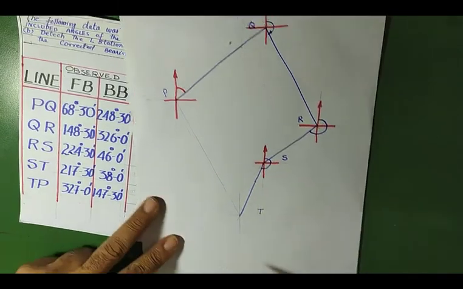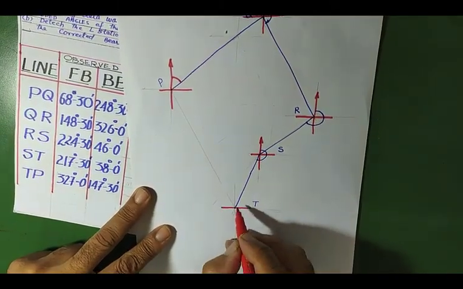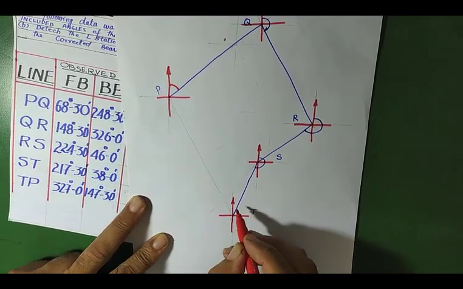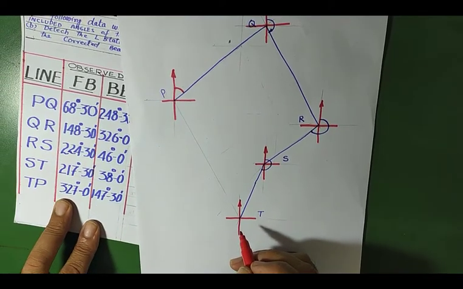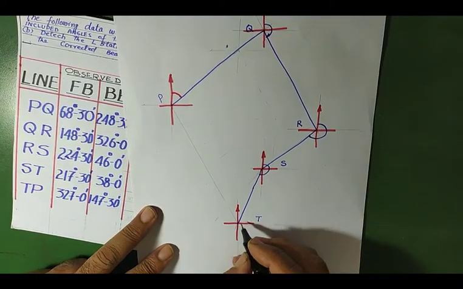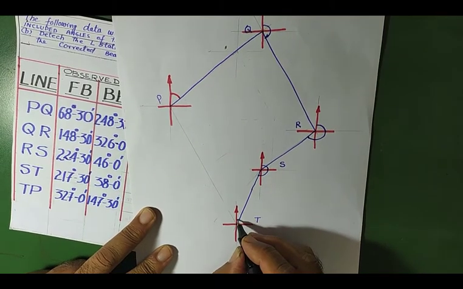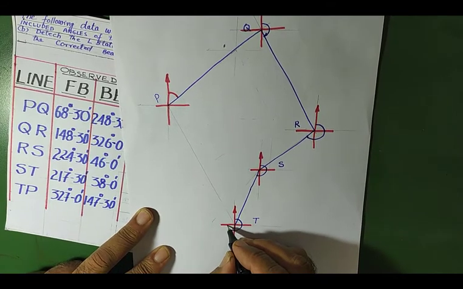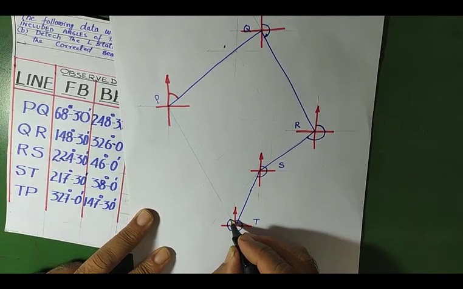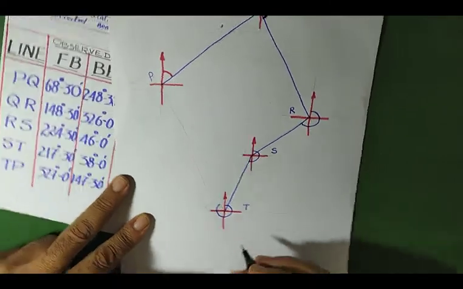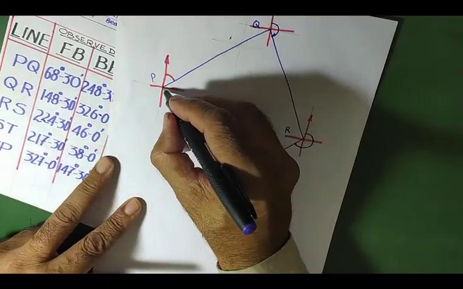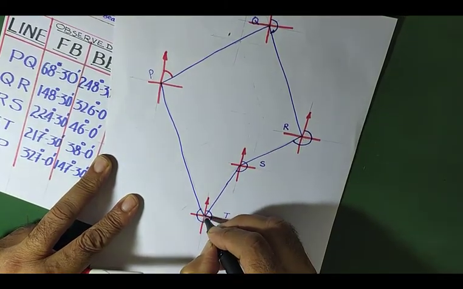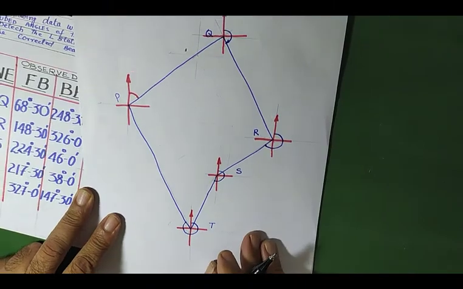At point T you again draw the 4 directions. Mark the north line. Then the forward bearing of line TP is the angle made by the line TP with the north. This is 90 degree, 180 degree, 217 degree, 270 degree. Then this will be the angle 327 degree. So from here you can draw this line as TP, whose bearing is like this. So this is our approximate traverse.